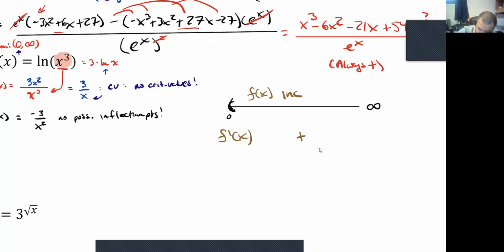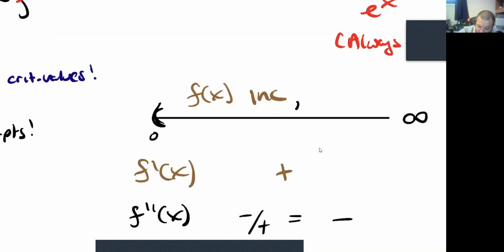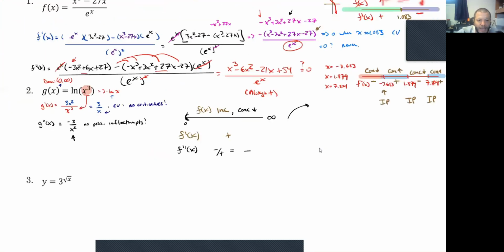If I plug in any positive number for negative 3 over x squared, the x squared is always going to be positive. Negative 3 is always going to be negative. Negative over a positive means that we're going to get a negative number. So this means f of x is always increasing and always concave down. All right, so we would look something like that. Like increasing, concave down. That one was much better.